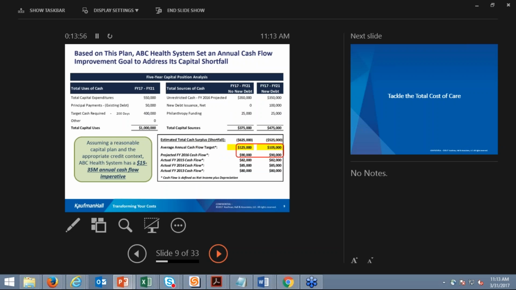So when we look at those organizational priorities, what we have is the capital position analysis. On the left-hand side of the slide, you see the uses of cash. You can see the examples that I showed on the previous slide. And then on the right-hand side of the slide is the sources of cash. And so on the bottom half of the graph, what you then see is cash flow targets and cash flow projections being out of balance. And that lack of equilibrium results in a $15 to $35 million imperative to improve cash flow and attain that equilibrium.